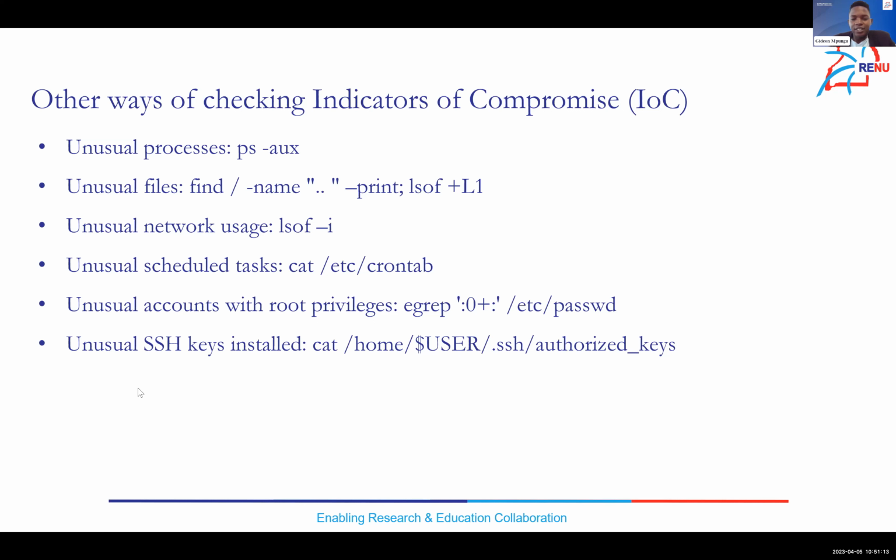So, other ways of checking for indicators of compromise, right? Initially, we check maybe SSH logs, server logs, firewall logs. But another way is to look for unusual processes. If you know that maybe I'm running a server, a student management system or a learning management system, and I know that these are usually the processes that are supposed to run. Maybe I'm supposed to be running Apache or Nginx. Maybe I'm running a web server and Postfix is supposed to be running. You know that these are the normal services or normal processes supposed to be running.